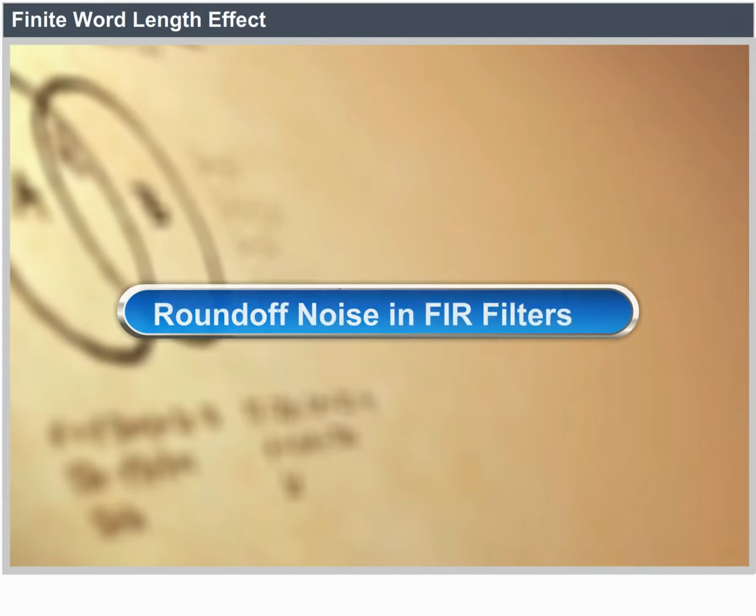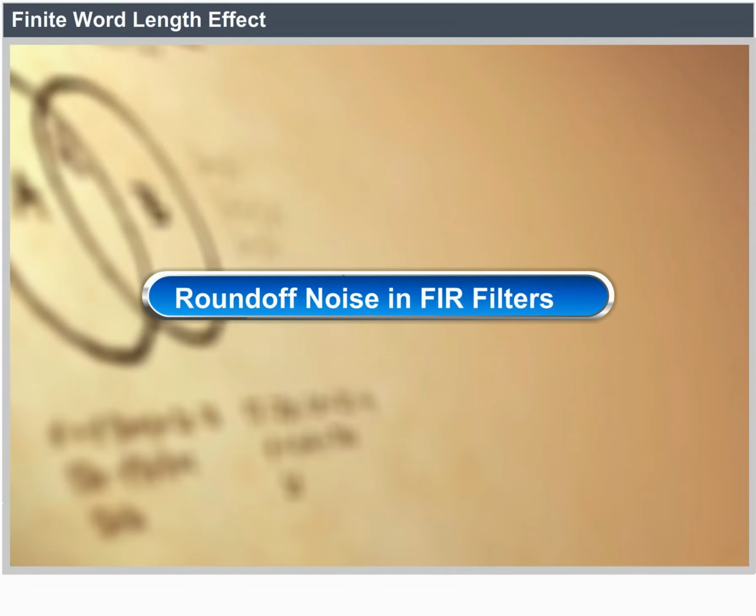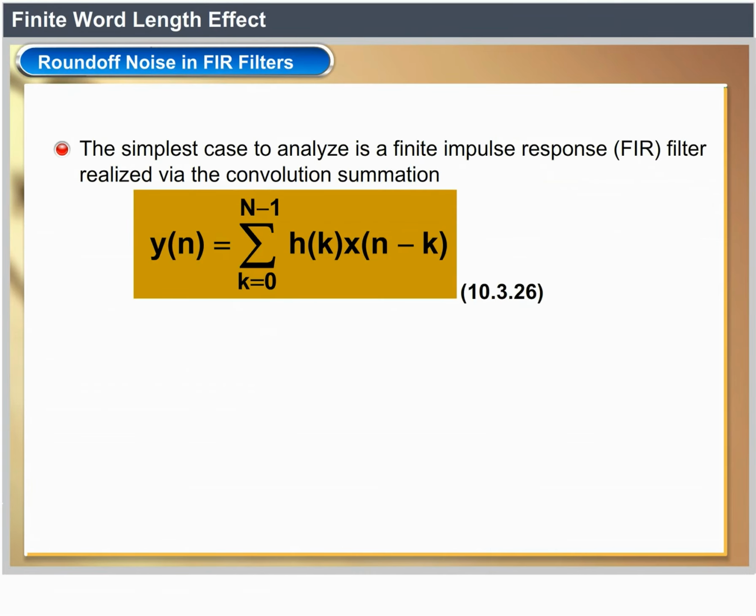Round off noise in FIR filters. The simplest case to analyze is a finite impulse response (FIR) filter realized via the convolution summation y of n equal to summation k equal to 0 to N minus 1 h of k into x of n minus k, called equation number 10.3.26.